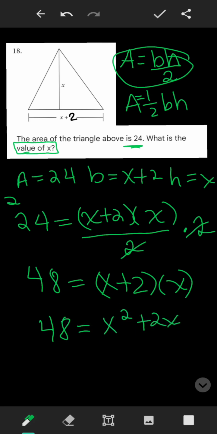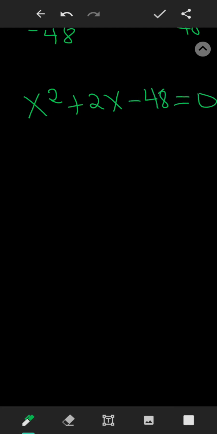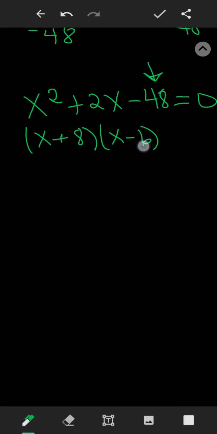I'm here and I'm not going to be able to get x by itself. This is a quadratic equation, which means I'm going to have to solve it using factoring, and I'm going to subtract 48 on both sides because I need to make this equation equal to 0. So now I'll have x squared plus 2x minus 48 is equal to 0. I can solve this using factoring. I'm going to look for two numbers that multiply to equal -48, but add together to equal +2. Those two numbers, let's see, 8 and 6. That means my 8 has to be positive, my 6 has to be negative, equal to 0.